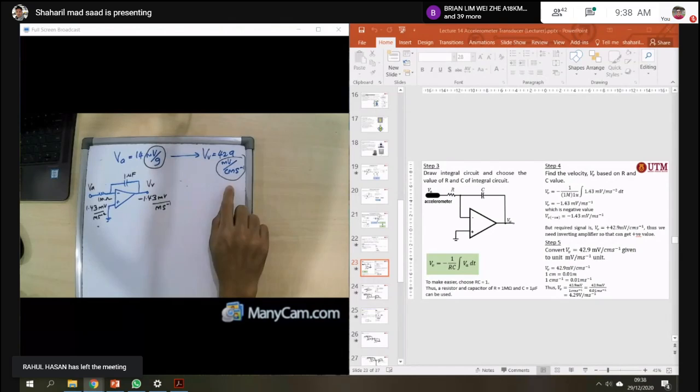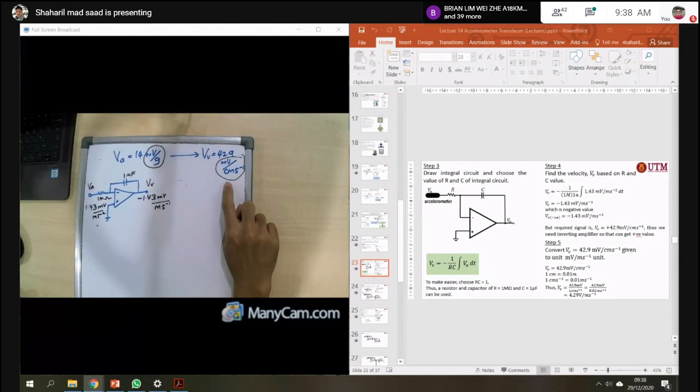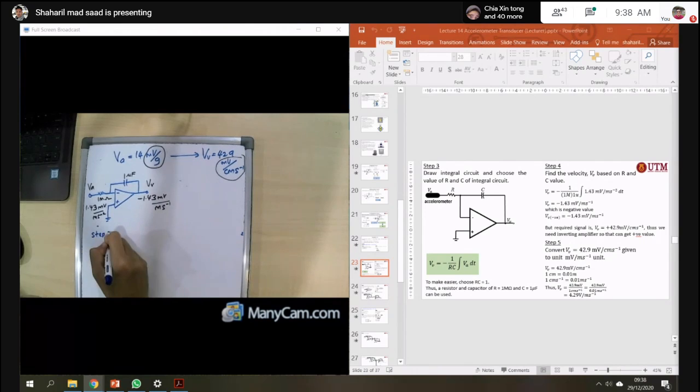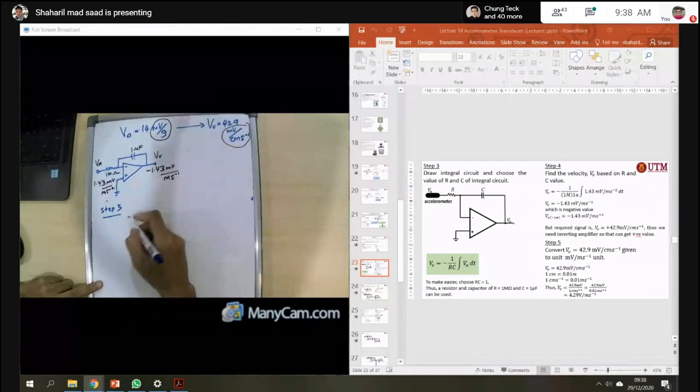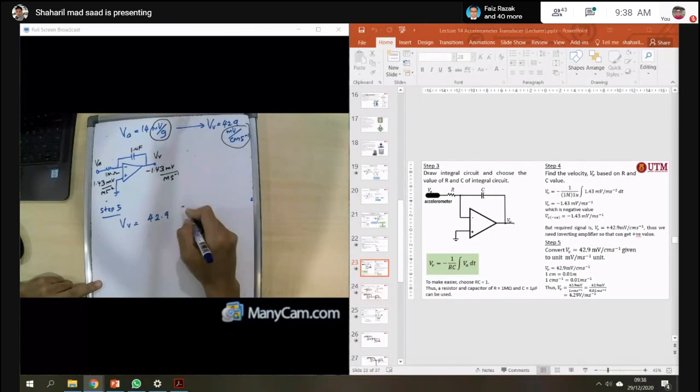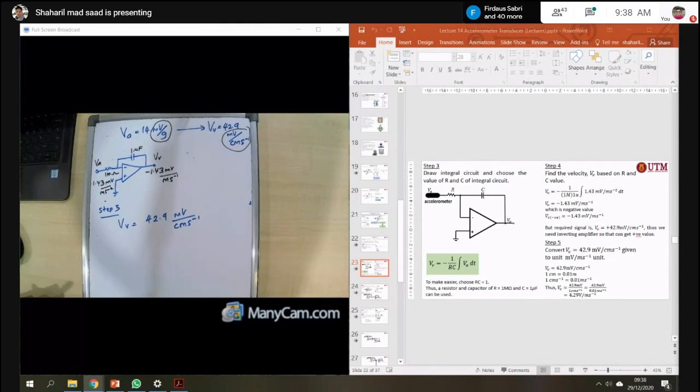However, we want 42.9 millivolt per centimeter per second. So that means this value we need to convert first. Okay, so now I put it as step 5. Actually, you can just follow the slide. All right. VB now is 42.9 millivolt per centimeter per second. So what we want to do is convert this to meter per second, to be a standard value.